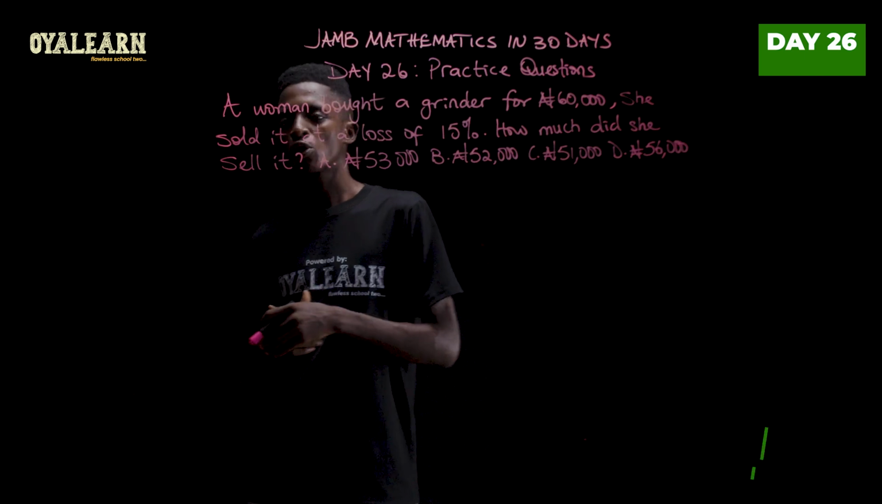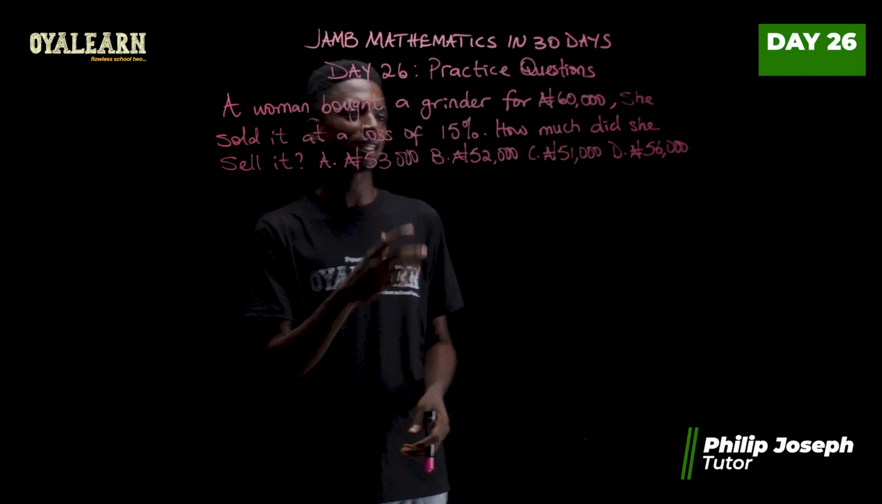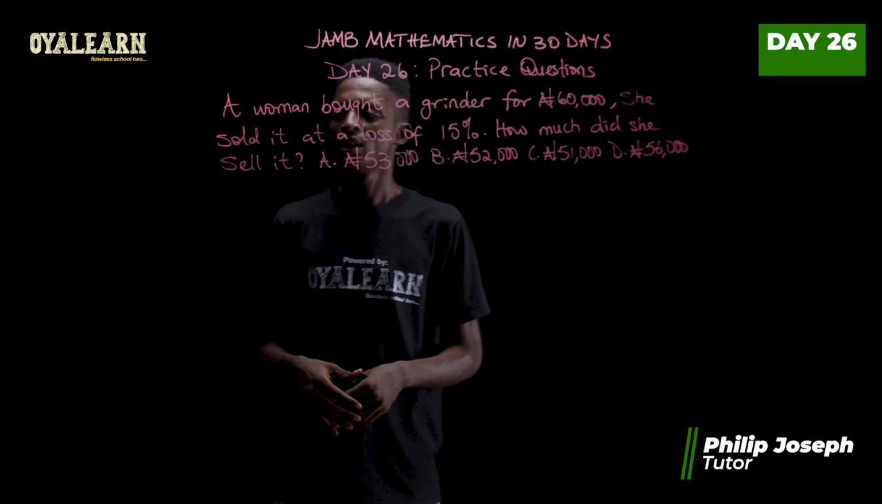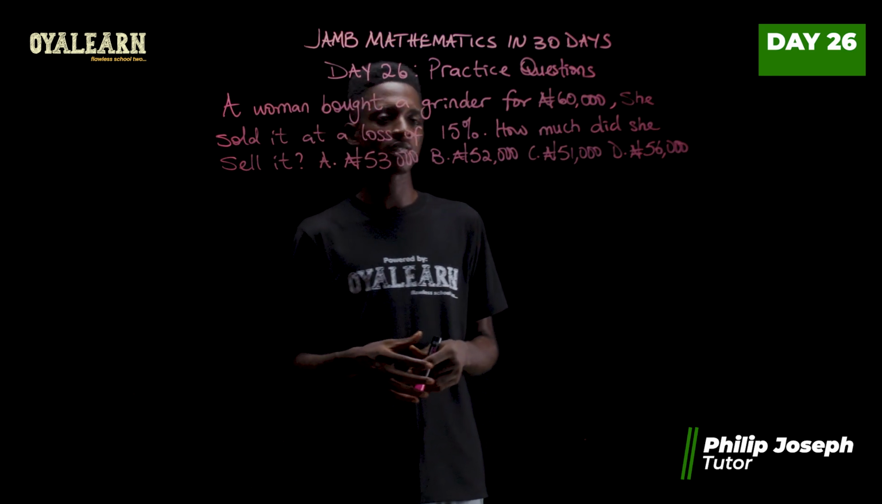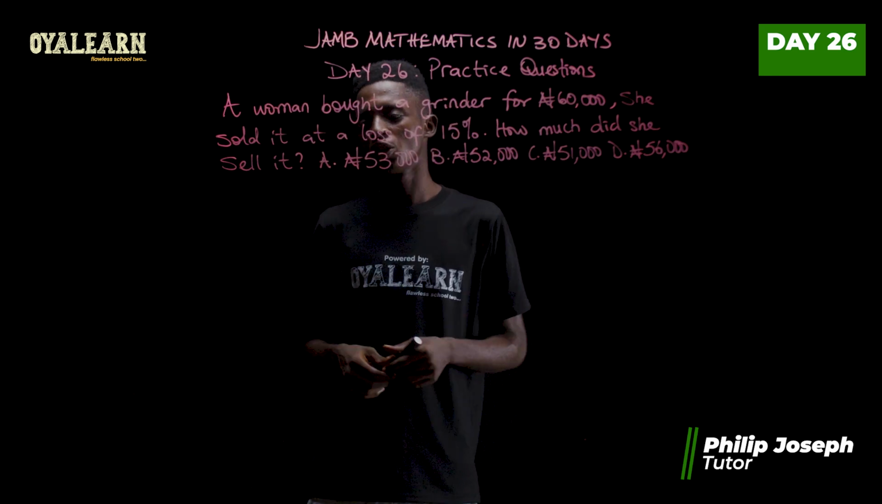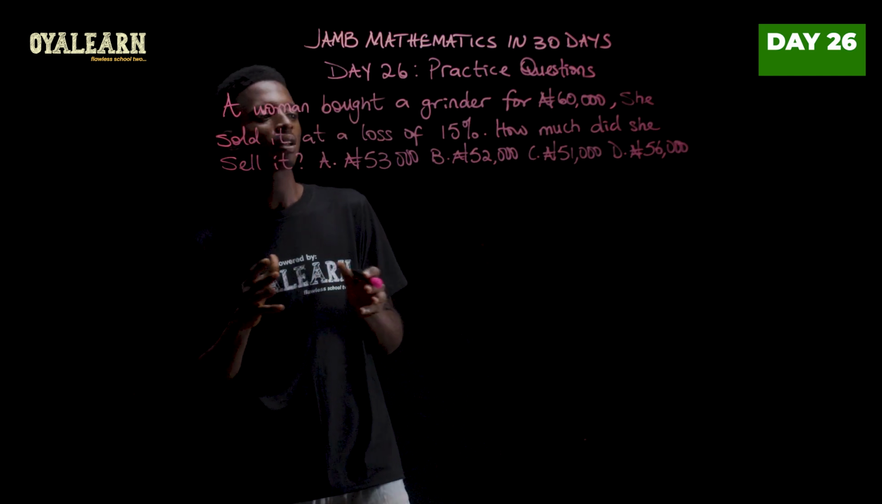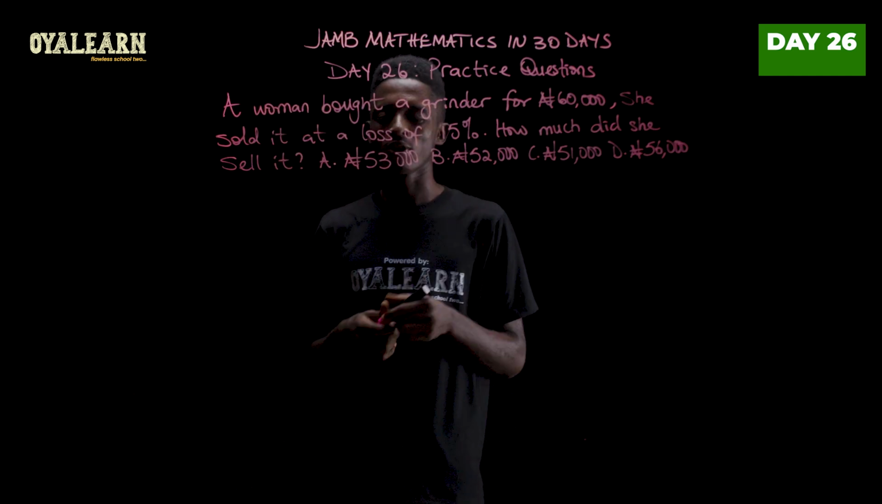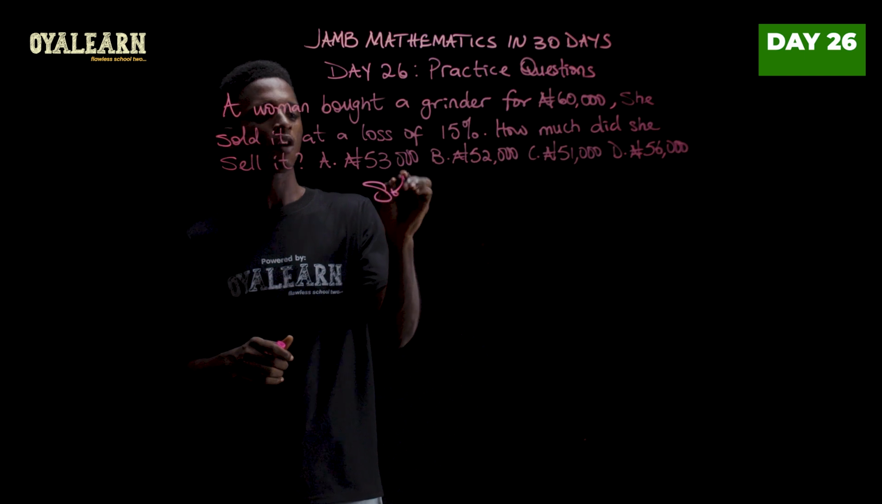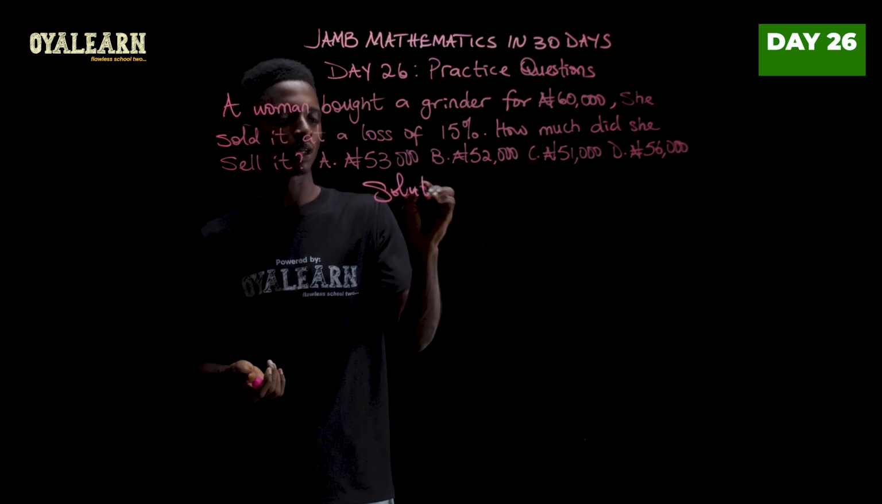In this question, we're told a woman bought a grinder for 60,000 naira. She sold it at a loss of 15%. Now, how much did she sell it? So we are actually looking for the selling price of the grinder in this case. So to solve, we're going to use the percentage loss formula.